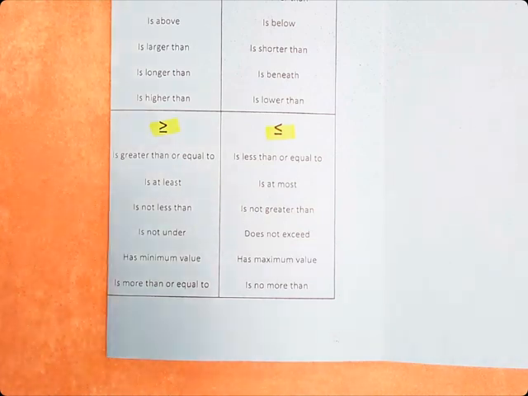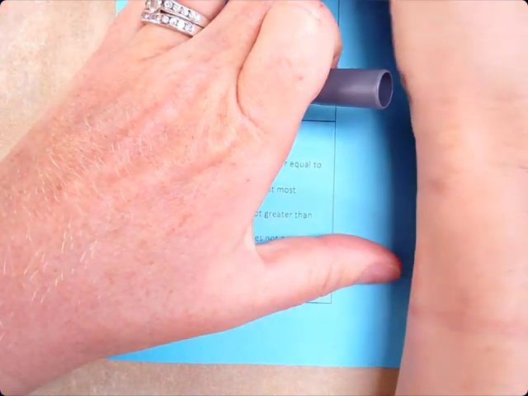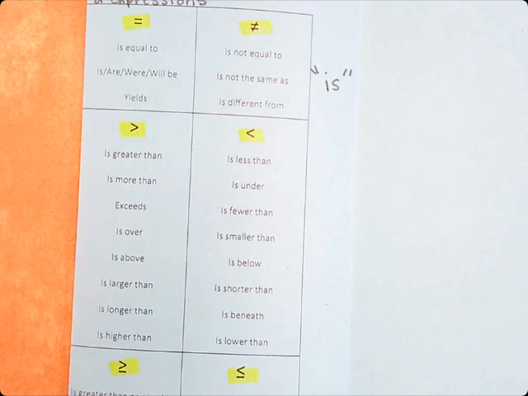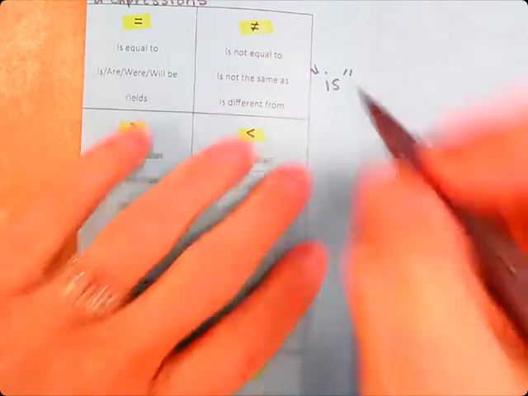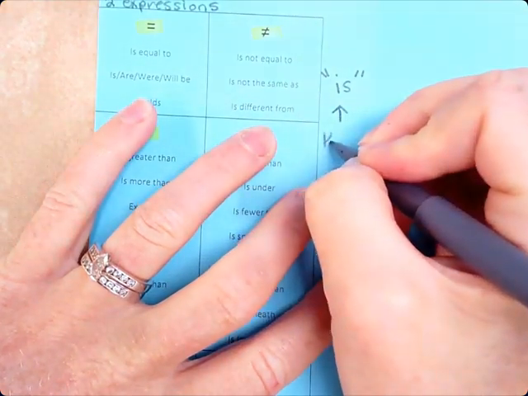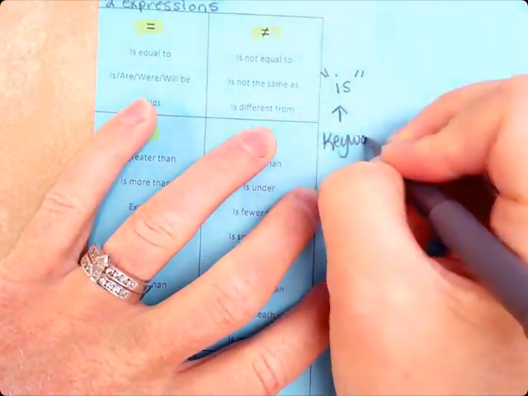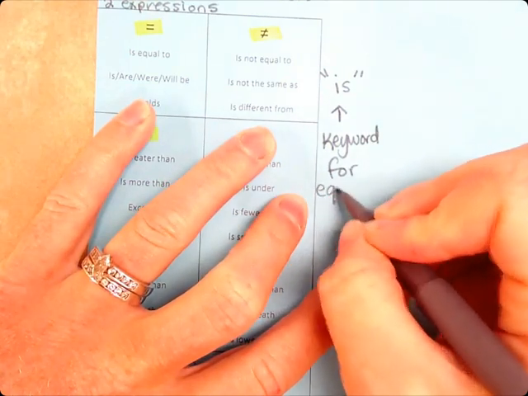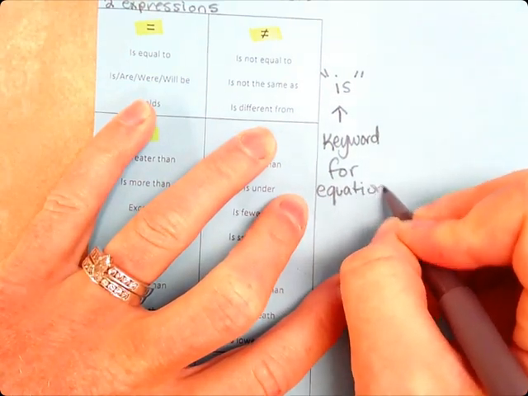So is there a word that you see in almost all of these? Is. So is tells us that it's not an operation. Is tells us we are going to compare. So this is our key word for equation or inequality.